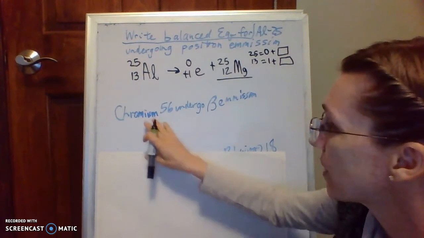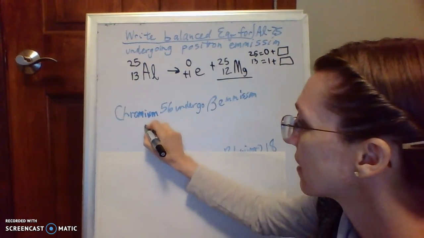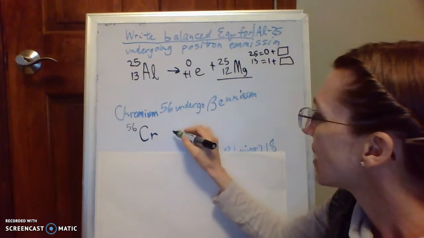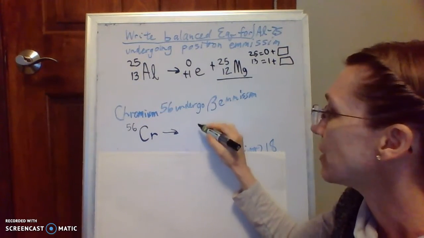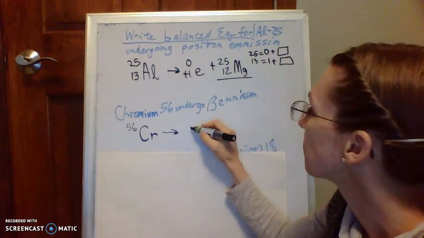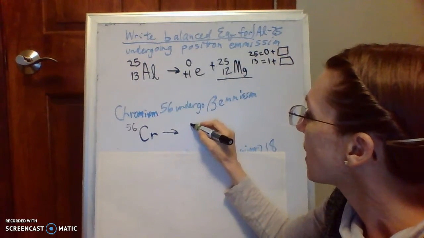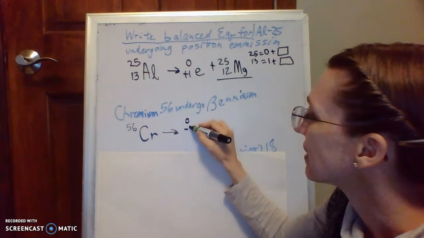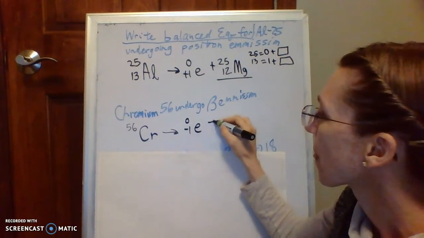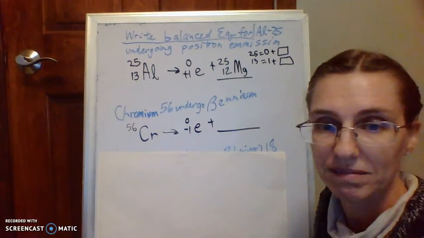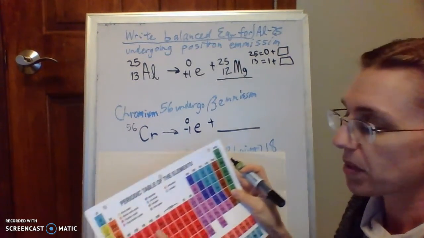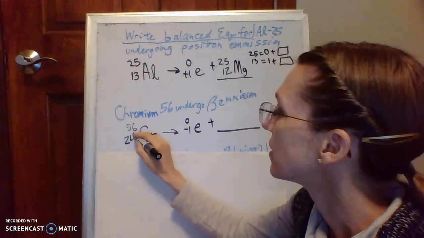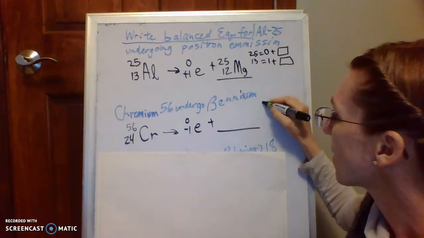So here we've got chromium 56. So chromium 56. And it says it undergoes beta emission. Emission means to give off. So that means we've got to put a beta over here. And our beta is basically an electron, right? And then it's going to have some other thing there as well. So let's look up chromium on our periodic table, get its atomic number, 24. That goes down there. And let's do our math.